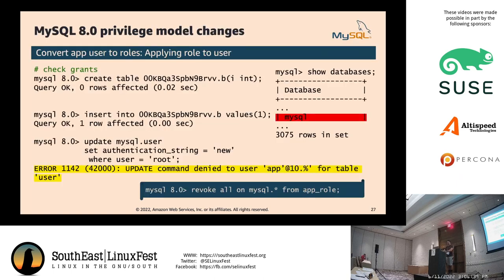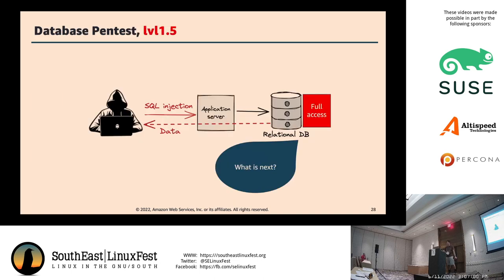So let's see what our bad actor and attacker can do further. And I want to caution you because I will show you really bad things. Let's see. So our database pen test, or an attack, a simulated attack, progresses. And it progresses to what I call level 1.5. With a level 1.5, we have a privilege escalation. We managed to get the privilege escalation, we managed to get a full access to the database. So what's next? Any guess? What an attacker can do next? Go ahead.